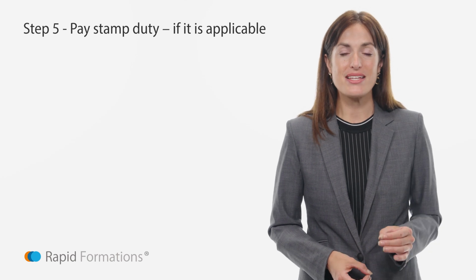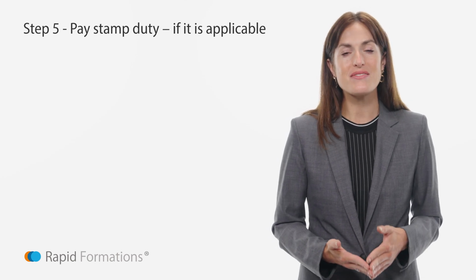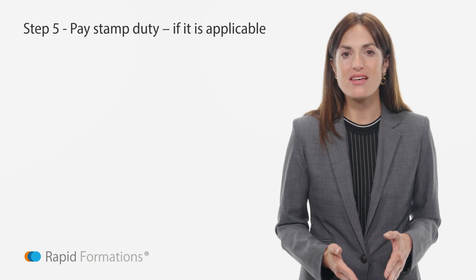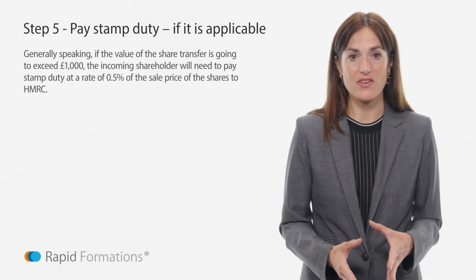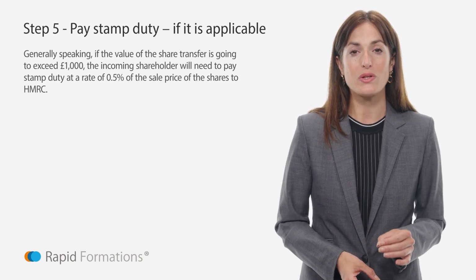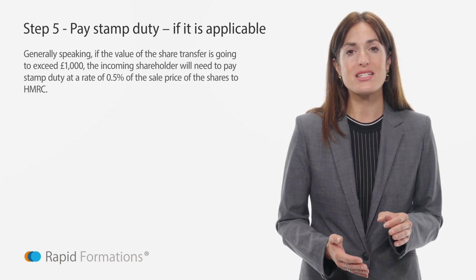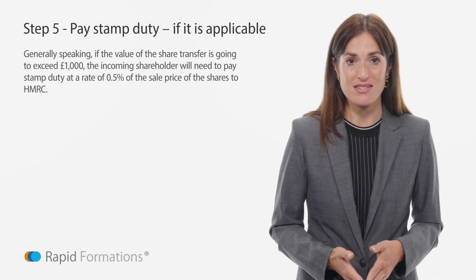Step 5 is to pay stamp duty, if it is applicable. As mentioned earlier, the payment of stamp duty may be required on certain transfers. Generally speaking, if the value of the share transfer is going to exceed £1,000, the incoming shareholder will need to pay stamp duty at a rate of 0.5% of the sale price of the shares to HMRC.